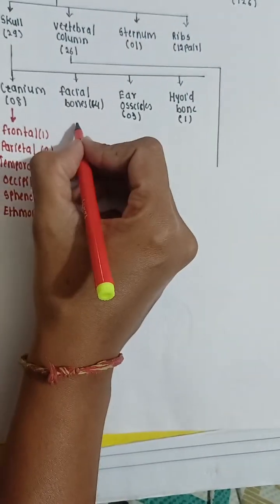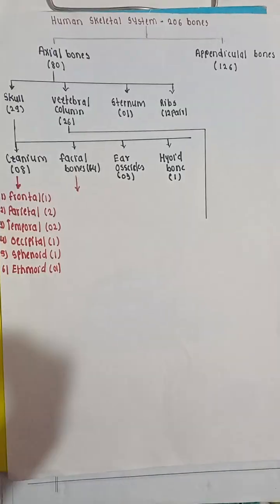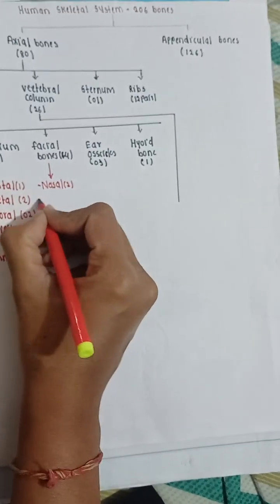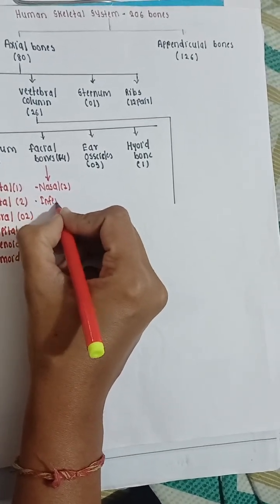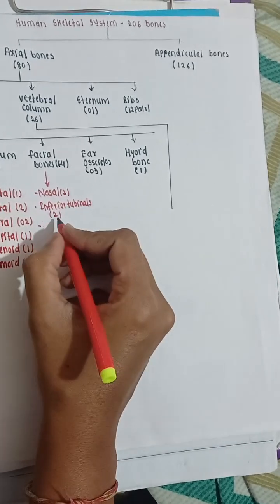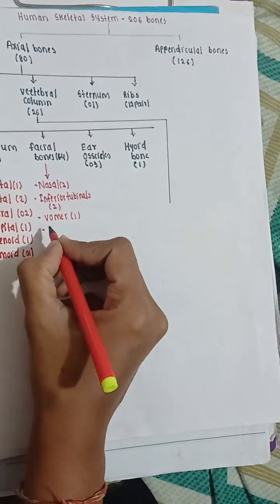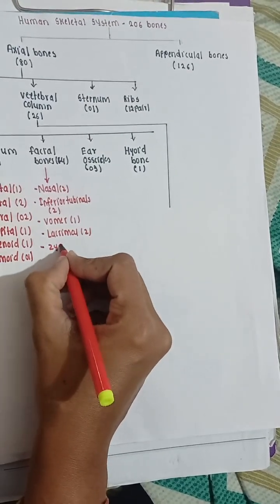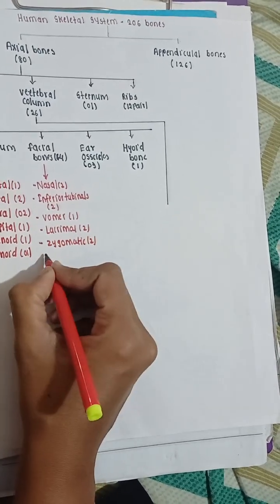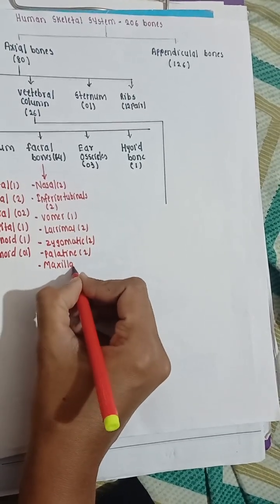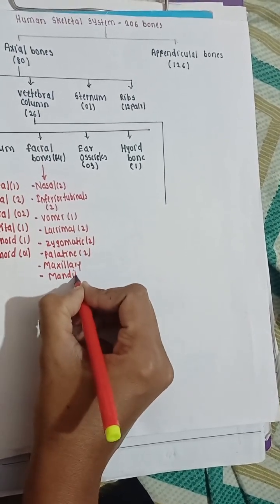The next one is the facial bones. There are 14 facial bones. First one is the nasal. There are 2 nasal bones. Then 2 inferior turbinals, then 1 vomer bone. The next is the 2 lacrimal bones, 2 zygomatic bones, then palatine 2, maxilla and mandible single bones.